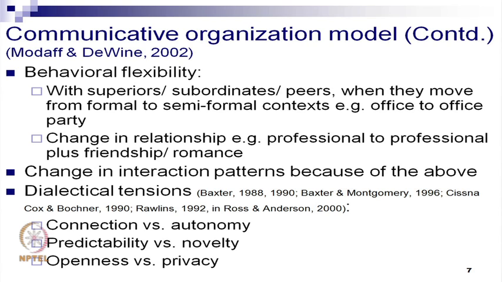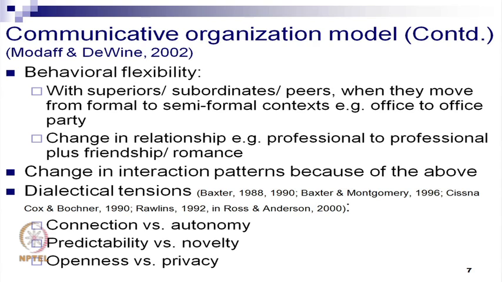For example, you have a meeting, you're talking to people in the meeting, then you move to a social situation, you're going for an office party. So in that situation, you will need to be flexible with the manner in which you behave with people. There could be a change in the relationships with these people, professional to professional plus friendship, or professional plus romance, depending on the situation. There could be a change in interaction patterns because of the above, and this could lead to dialectical tensions. All these are parts of behavioral flexibility.